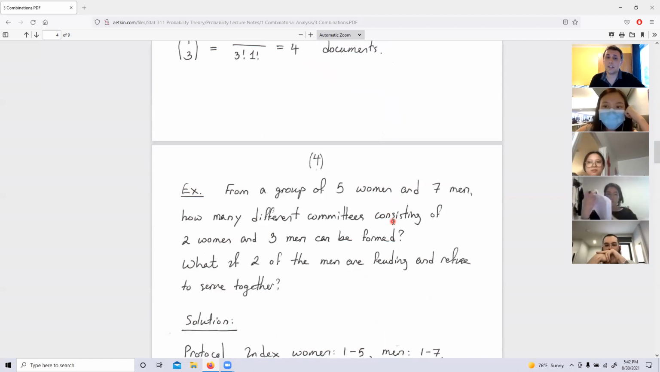Here is another example. From a group of 5 women and 7 men, how many different committees consisting of 2 women and 3 men can be formed? This question has a second part, but we'll mention it in a moment, right? We're just up to here.